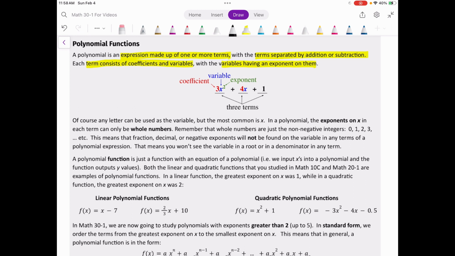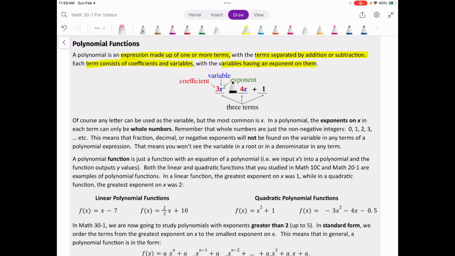Okay, so if we take a look, again, we've got our 3 terms, and then within the term, we can break it down to the parts of the term, okay? So there's the variable, often x, of course it doesn't always have to be, right? But that's a common one. We've got our x, the coefficient is the number that's being multiplied by our x, right? So this has a coefficient of 3, this has a coefficient of 4. The variable is x in both cases.